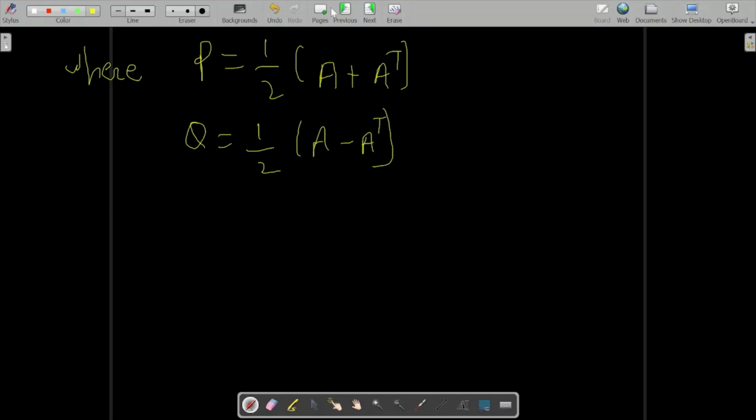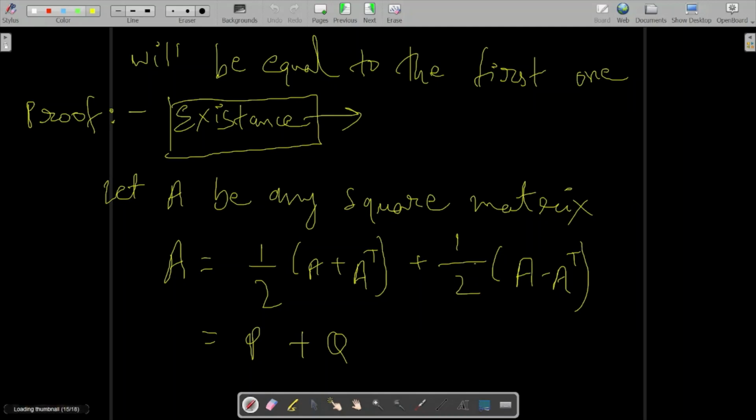If we are able to prove that this P and this Q are symmetric and skew symmetric matrices respectively, that P is symmetric and Q is skew symmetric, then we can prove that every square matrix A can be represented as P plus Q, where P is symmetric and Q is skew symmetric.